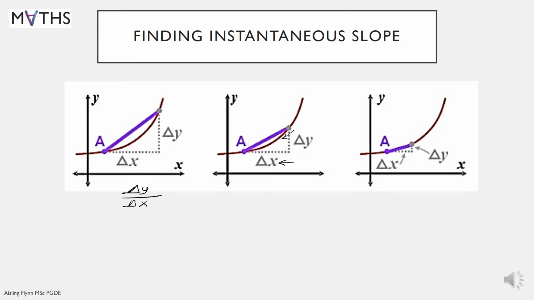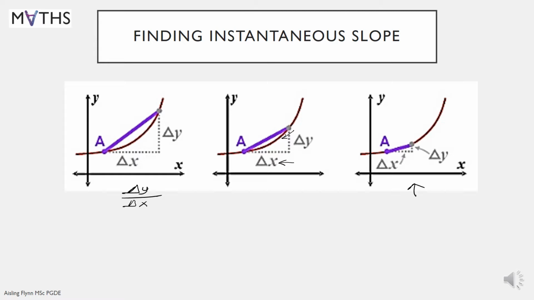So the second picture here would give a better indication of the slope of the curve. And the third one here indeed is getting very close to the instantaneous slope. The blue line there is lying pretty well matching the red curve.